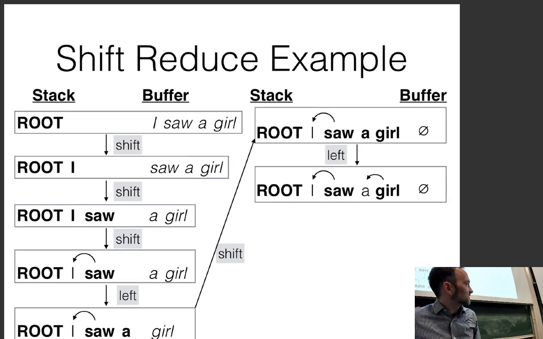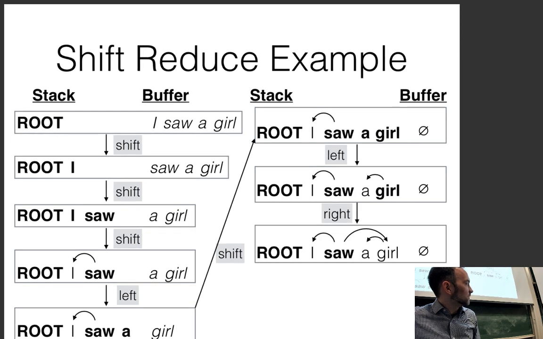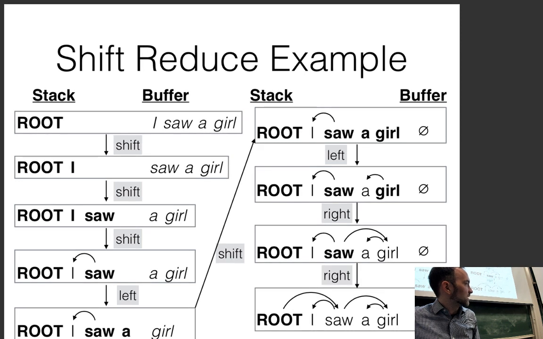We reduce left to get a girl as a single subtree. We reduce right to get girl as saw. And then we reduce right to get saw to be a child of the root. And then we're done because we only have one thing on the stack and we've cleared out everything in our buffer. So this is the example of arc standard dependency parsing.